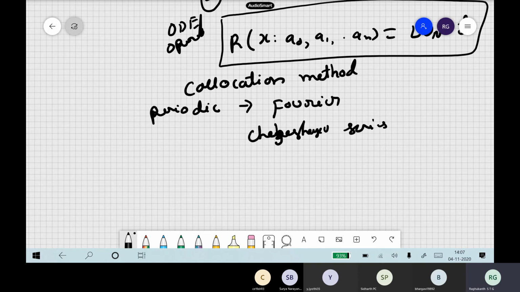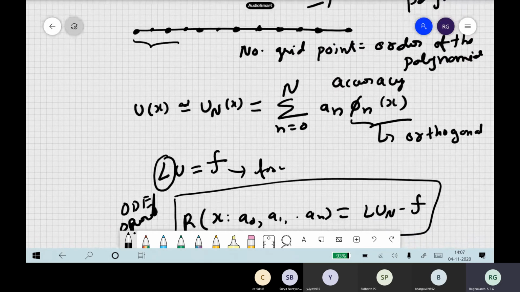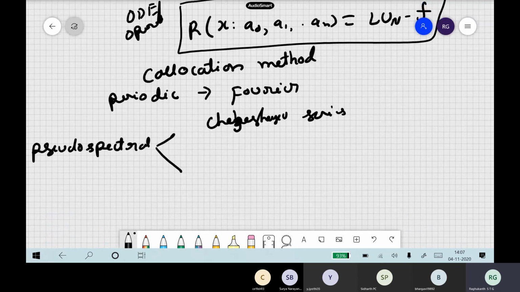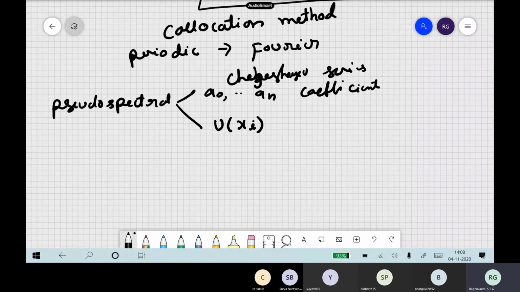Now the main idea here is that this pseudo spectral method can be done in two ways. One is that you expand in terms of orthogonal functions, so a naught, an and so on are the series coefficients. Or there is another way: instead of writing in terms of a naught, a1, you can directly take the function value itself at the grid points and solve for that.